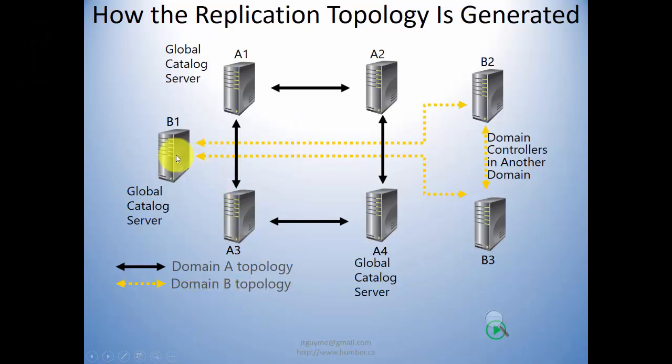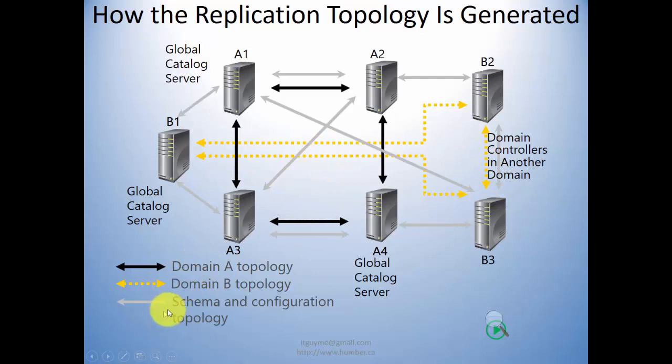Domain B topology has a global catalog server, B1, B2, B3. So this is one domain, and these are the domain controllers in another domain. Physically they are available here: B1, B2, B3. And let me just show you one more thing.